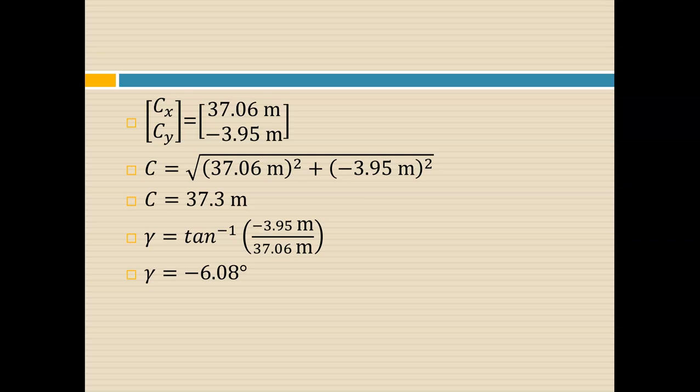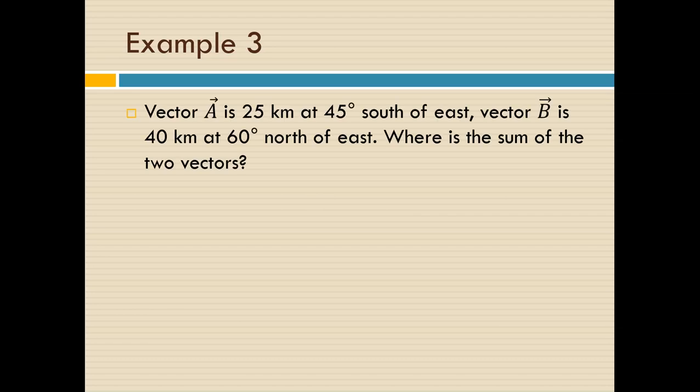Okay. What do you think you guys need? Practice. Yes, you guys are going to need practice. So that's the reason why I have homework for you, and that homework is going to be due on Friday. Now, a couple of asides. Number 1, I've got another practice problem for you, namely example number 3. Vector A is 25 kilometers at 45 degrees south of east. B is 40 kilometers at 60 degrees north of east.